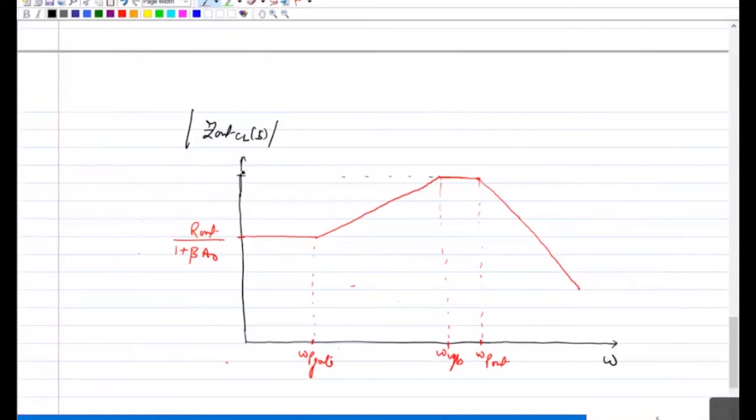What will be this value? Can I tell? R out by 2. Why R out by 2? In the denominator, we have omega UGB. Say omega is equal to omega UGB. Our denominator will become 2 times 1 plus beta A naught. No, but you have to look in terms of magnitude. You cannot just directly substitute that.